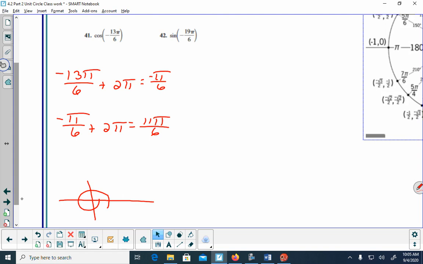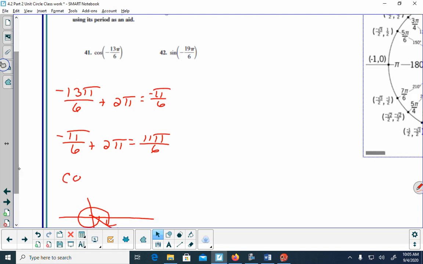And so I end up with this side right here. There's my angle. So now I'm going to find the cosine of -13 pi over 6. So I'm looking on my unit circle, and my ordered pair is going to be a positive 1/2. Okay, now I'm doing the sine of -19 pi over 6.